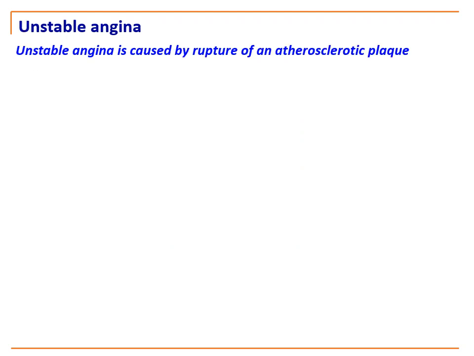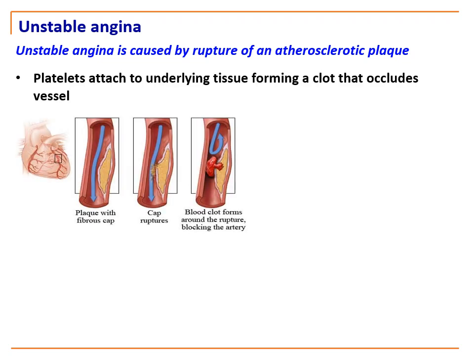You then have unstable angina, and that is caused by rupture of an atherosclerotic plaque. And so when that plaque ruptures, platelets begin sticking to that underlying tissue of lipid and gunk and form a clot that can completely or incompletely occlude the vessel. But usually in unstable angina, that clot disappears or is no longer there, and blood returns, and so that pain recedes. Again, in contrast to stable angina, unstable angina symptoms occur at random and unpredictably.